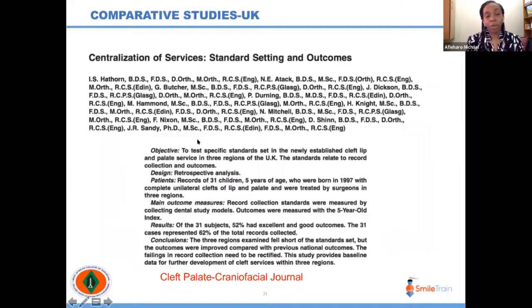Now, we look at comparative studies that have used some of these tools. Cleft teams in other climes have been able to use these tools to set their standards. And this study by Hawthorne et al. decided to look at new cleft centers that were established in the UK and see how well they conformed to the standards in that clime in terms of outcomes as well as record keeping.